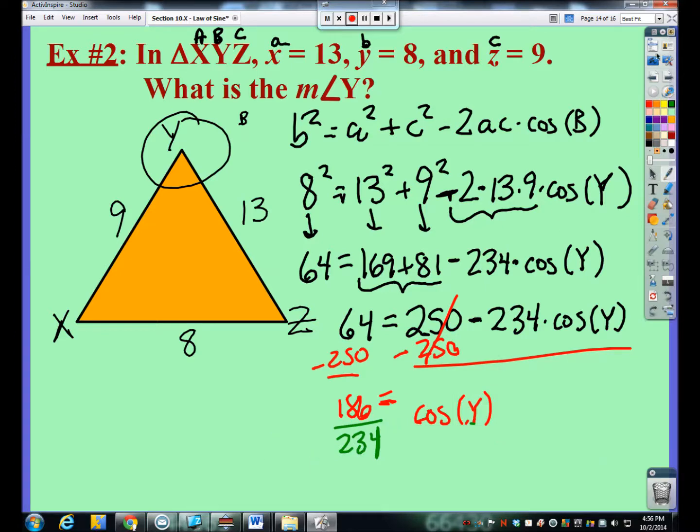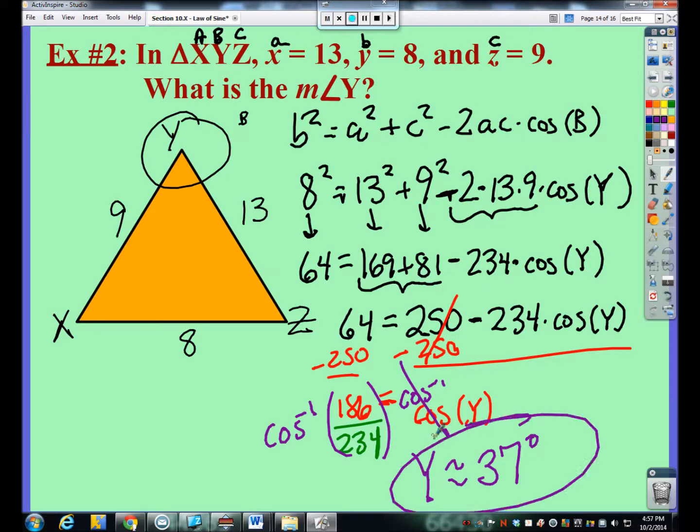So now finally, if I want to get the y all by itself, I can get rid of the cosine by taking the inverse cosine of both sides. And so now the inverse cosine of 186 divided by 234 makes angle y approximately, and I'll do it to the nearest degree here, 37 degrees. So there is angle y.